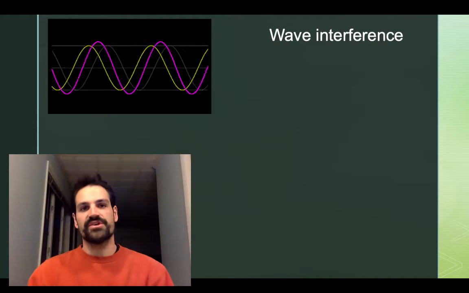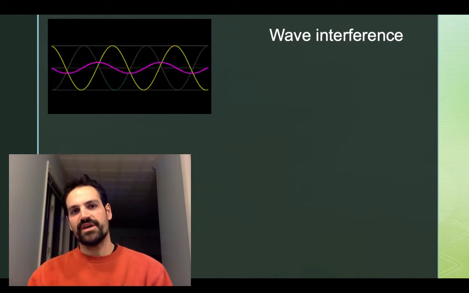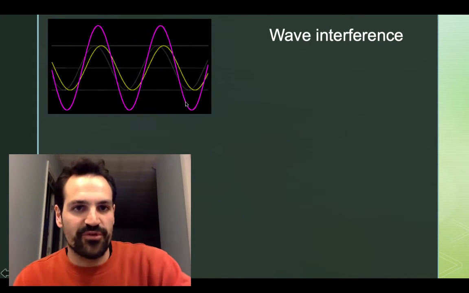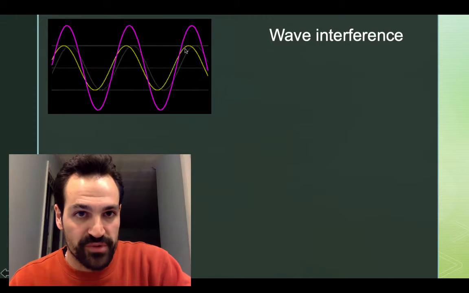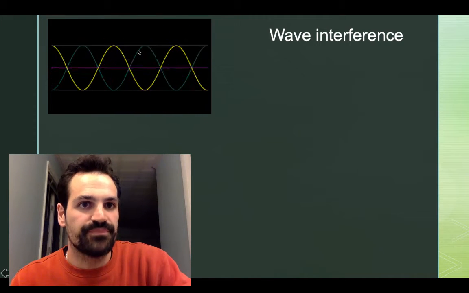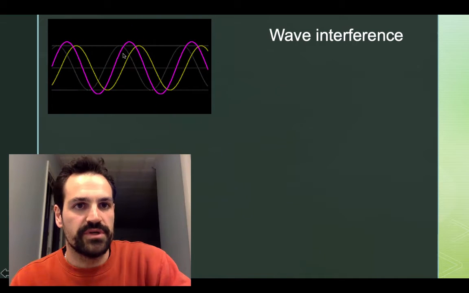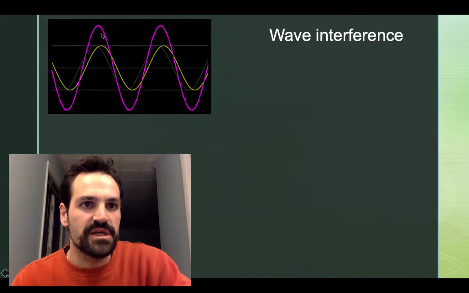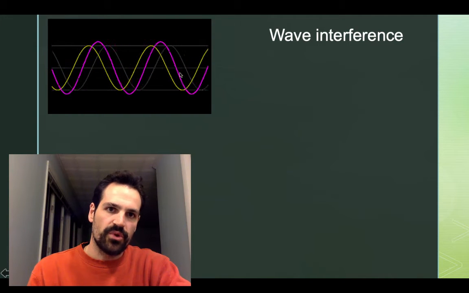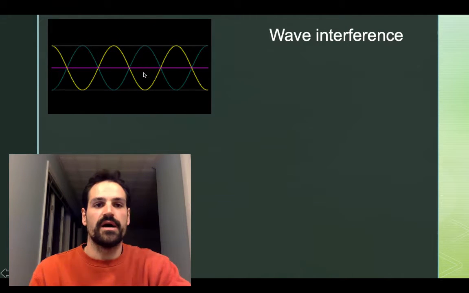So now we need to discuss what happens when two waves interact with each other, or overlap with each other. So in this graph above, we have a green wave traveling to the right, we have a red wave traveling to the left, and the blue wave is what you would actually see. The blue wave represents what the wave looks like.